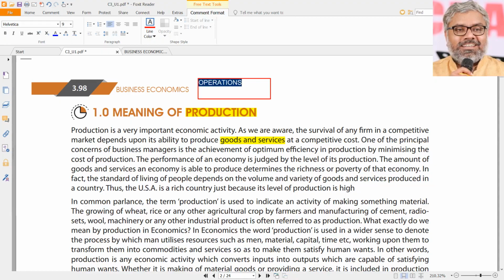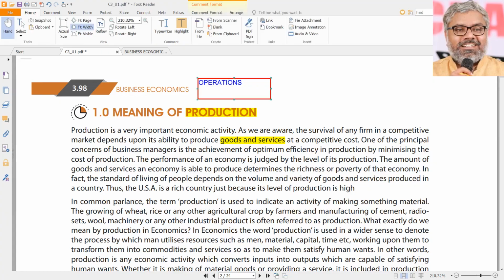Operations means not doctor operations. Whatever the core activity of the organization is, that is operations. So production we can understand as operations also. However, that is not what we use in economics. That is a real life word used in corporates. Then what is operations for any organization? That depends upon the organization.